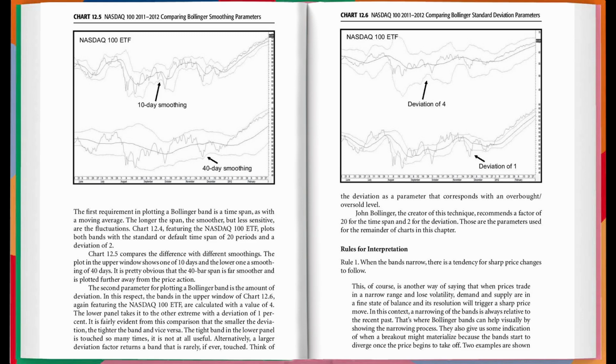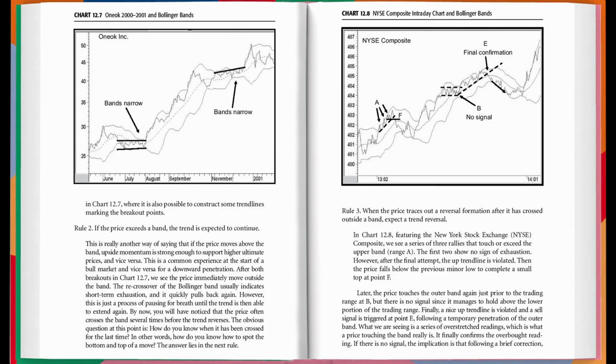In this context, a narrowing of the bands is always relative to the recent past. That's where Bollinger Bands can help visually by showing the narrowing process. They also give us some indication of when a breakout might materialize, because the bands start to diverge once the price begins to take off. Two examples are shown in Chart 12.7, where it is also possible to construct some trend lines marking the breakout points.